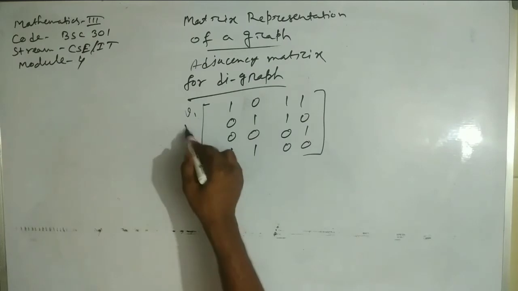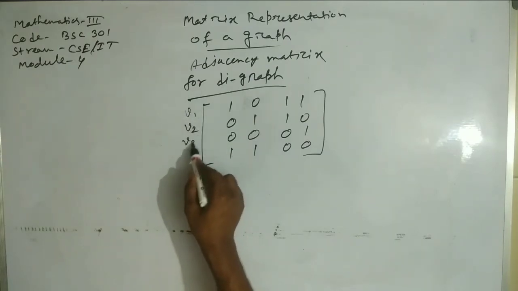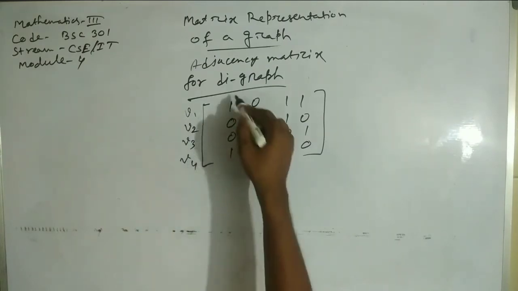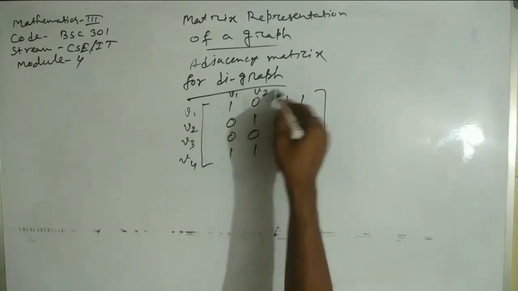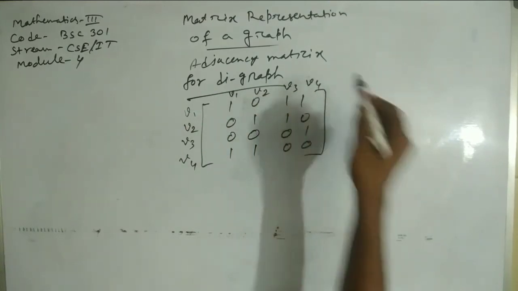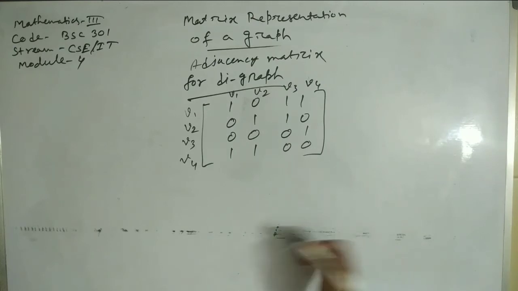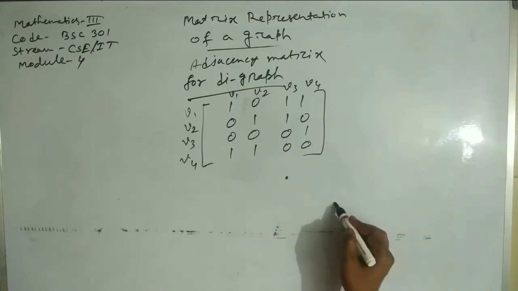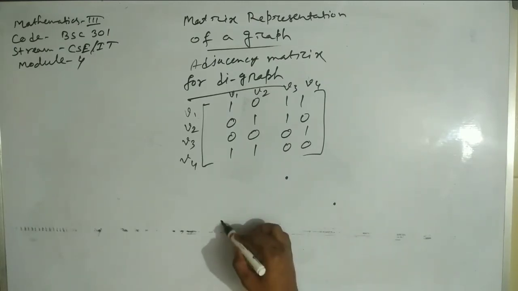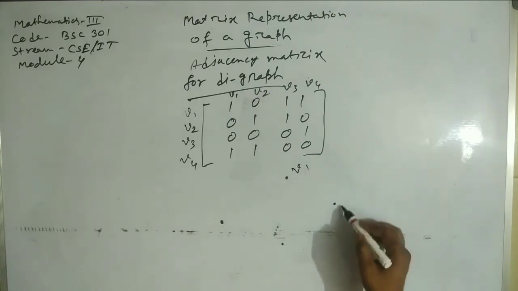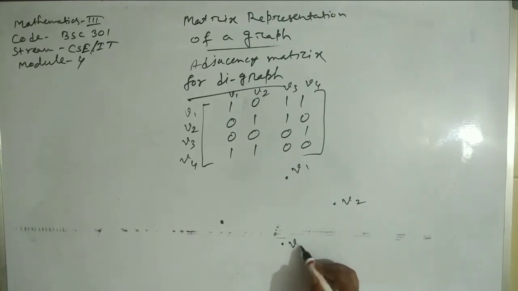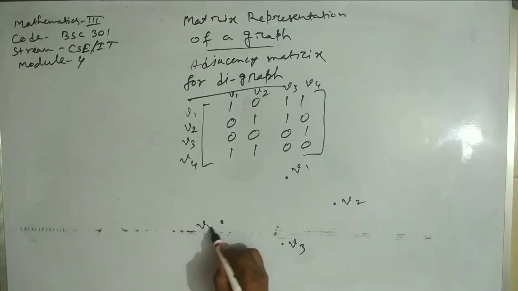So now this is an adjacency matrix for a digraph. We have to draw the digraph. Okay, so clearly there are 4 vertices, so we are placing 4 vertices. You can place the vertices anywhere. There is no restriction for the placing of the vertices in your plane.